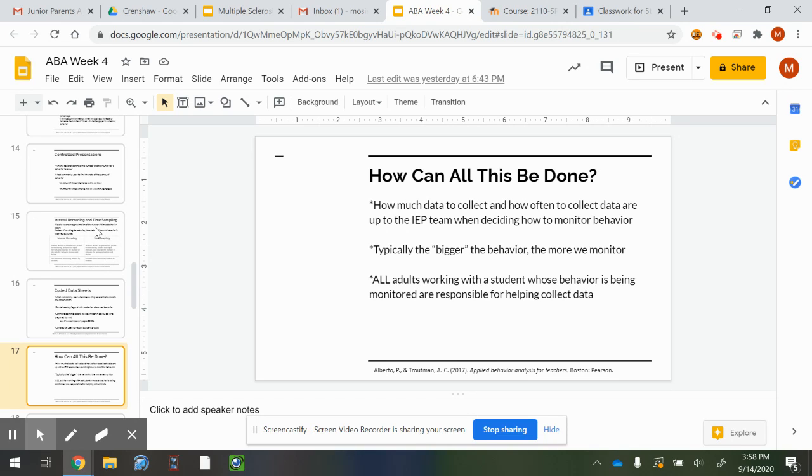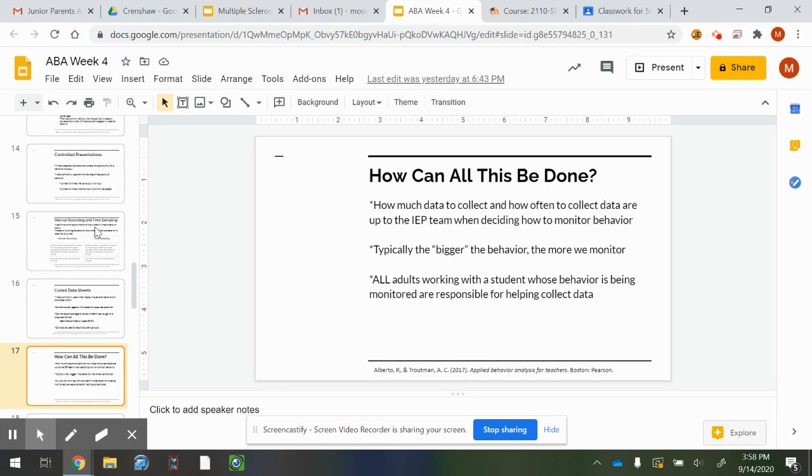Typically, and this is just typical, it's not in all cases, but typically the bigger the behavior, the more frequently we monitor that behavior. Again, I like to throw out aggression as one of the big behaviors. If a student is aggressive on a regular basis, you don't only want to have data on one day of the week and only record it every couple weeks, because we could be missing a lot of things that are happening. So it doesn't really paint us a true picture. So bigger the behavior, typically, the more frequently we monitor.